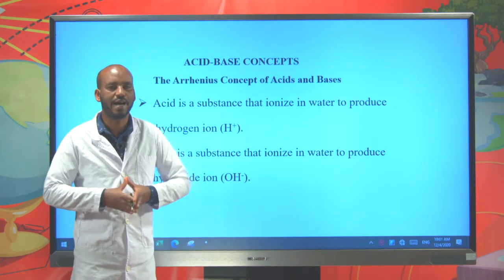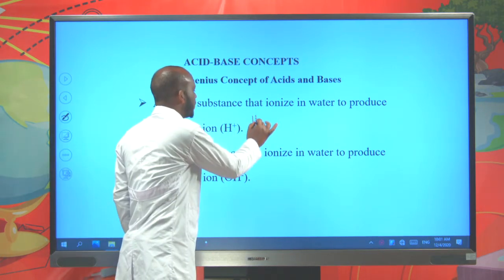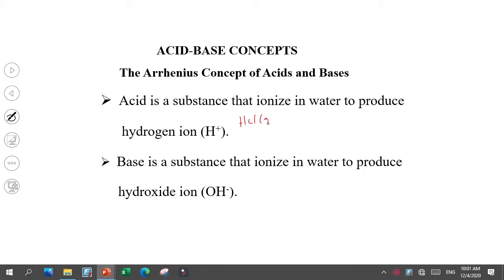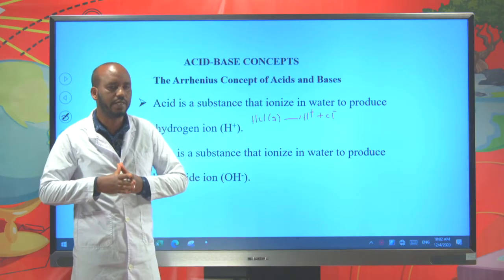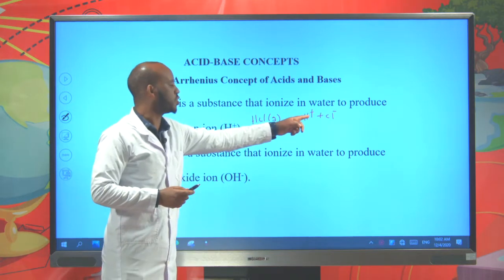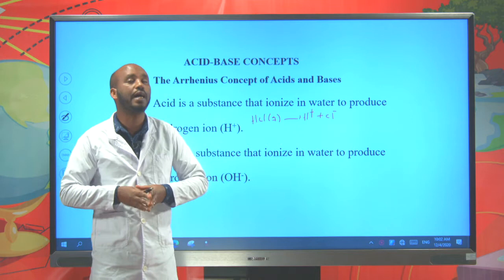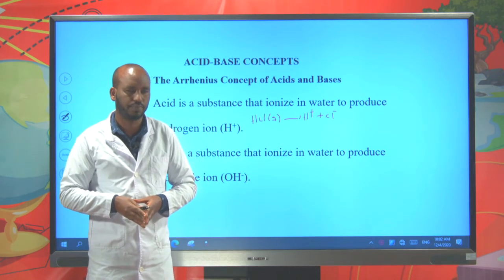If you take the acid hydrochloric acid, HCl in aqueous solution produces hydronium ion or hydrogen ion plus Cl minus. Therefore, according to Arrhenius' definition, if a substance produces H plus in aqueous solution, that substance is an Arrhenius acid.